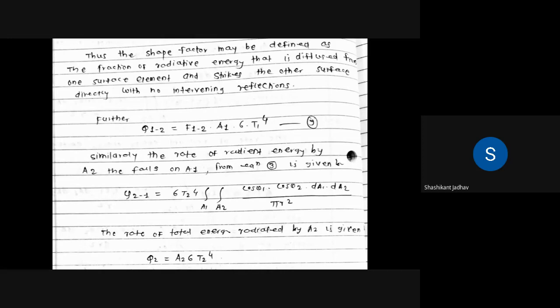What is the value of Q1? We have already written the equation for Q1, that is A1 sigma T1 raised to 4. So Q122 is equal to F122 into A1 into sigma into T1 raised to 4. And that is equation number 9.